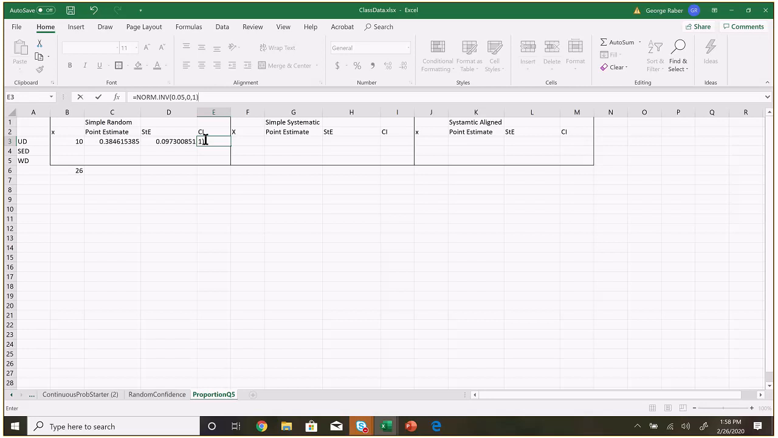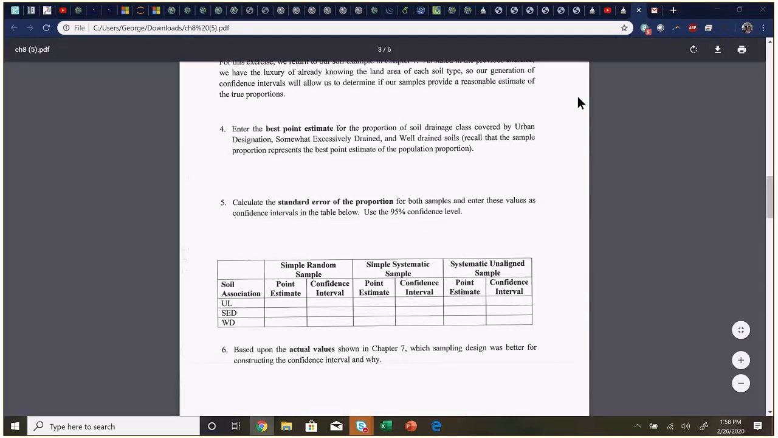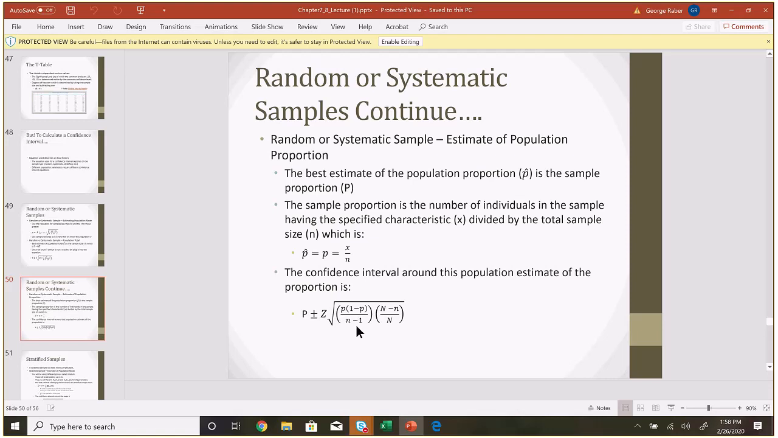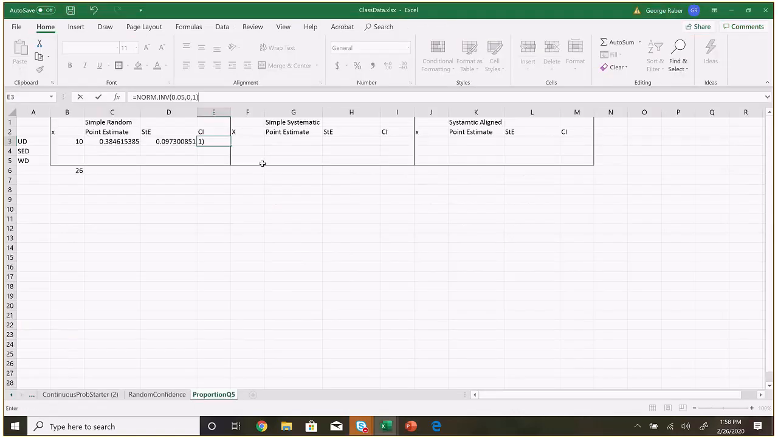Sorry, it's the formula at 8.3 at the bottom. It's this right here. We got this term, and we're multiplying it by the z value that we just found. So we say this times this value, and that is the confidence interval. Now, why is it negative?